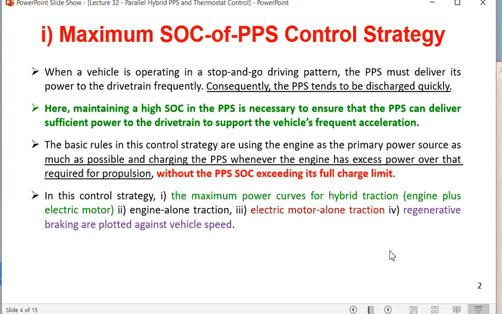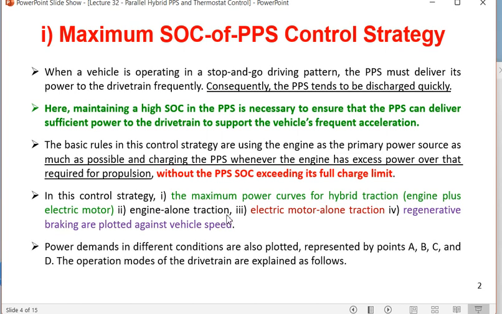The fourth case is regenerative braking. In that case the vehicle is going downward, so the drivetrain will generate power in the reverse direction. Power from the output will come and charge the PPS battery. Apart from this traction, there are two cases of braking. One is only electrical braking, which is supplied by the PPS source, and the other is hybrid braking. During hybrid braking, the electric source and mechanical braking together give the output brake power.